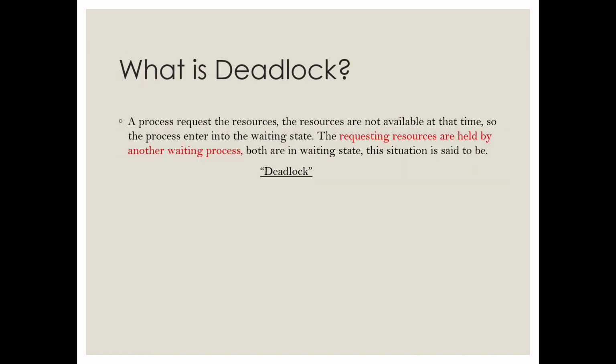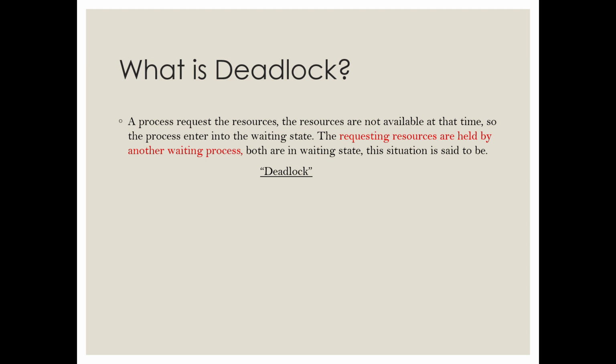So a process requires a resource, and the resource is not available at that time. So the process enters into the waiting state. The requested resources are held by another waiting process. Both are in the waiting state. This situation is said to be deadlock. So have you understood this definition? Deadlock means the resources are not available at that time.